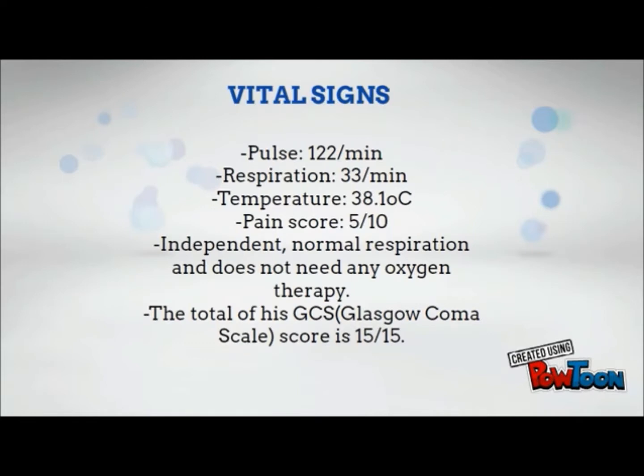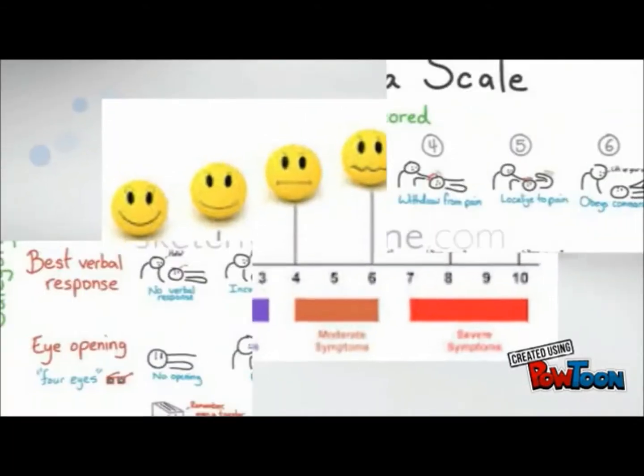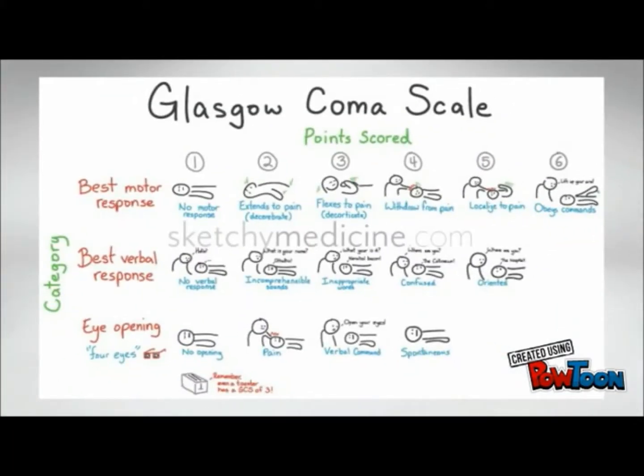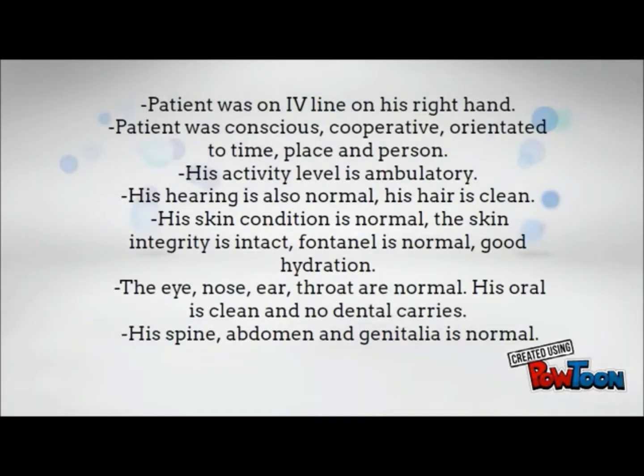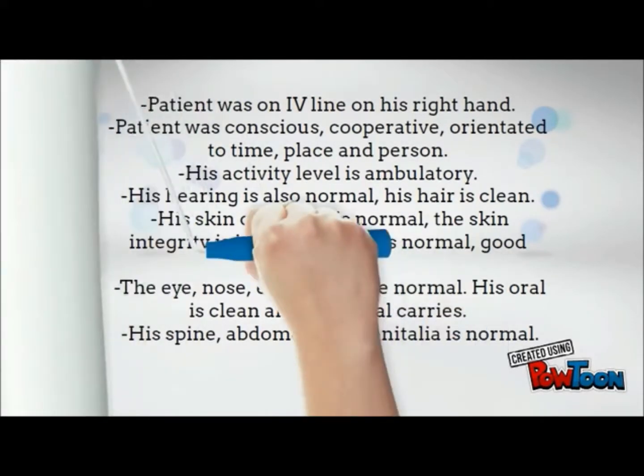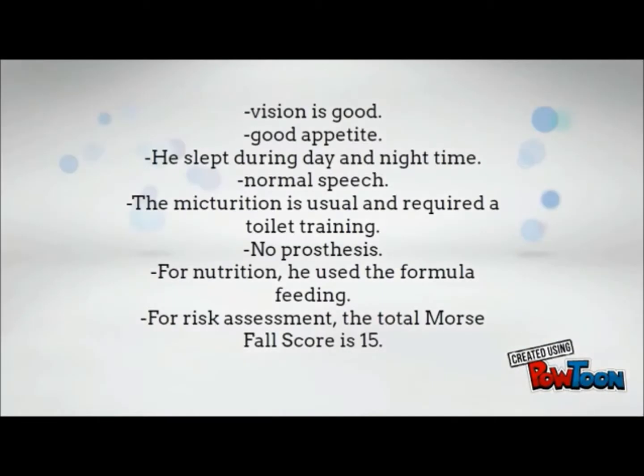This is the vital signs of the patient, where the pulse is 122, respiration 33, temperature 38.1. The pain score is 5/10. Patient is independent, has normal respirations, and does not need any oxygen therapy. The total GCS is 15/15. On IV line on his right hand, and patient was conscious at that time, and all his condition at that time is normal.